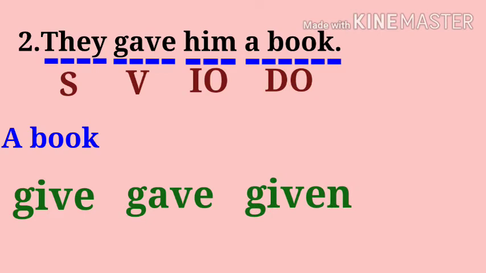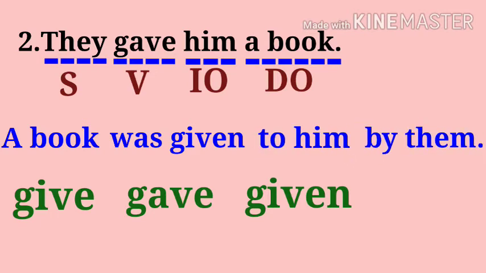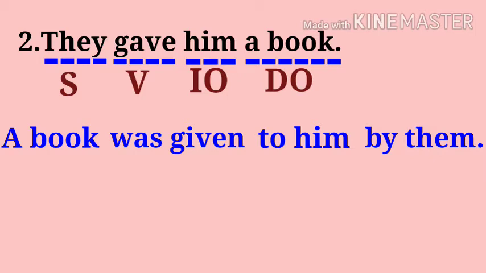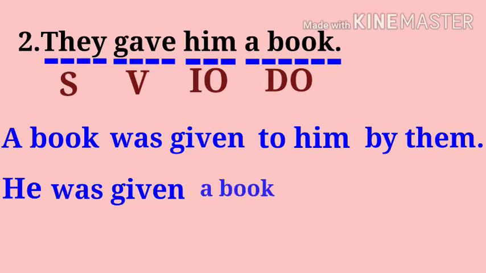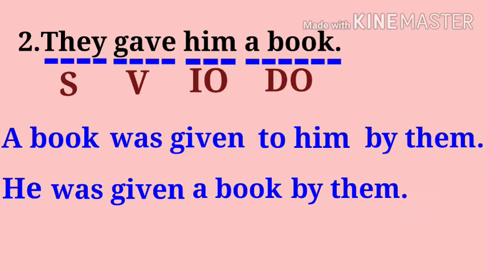A book was given to him by them. They will turn into them. And see one more answer. While starting the answer with your indirect object, him will turn into he. So, he was given a book by them.